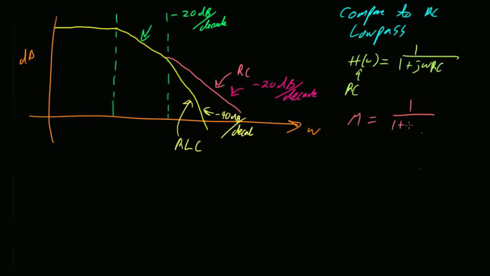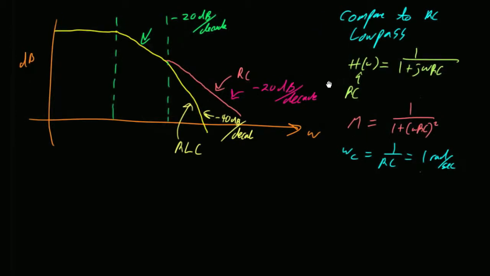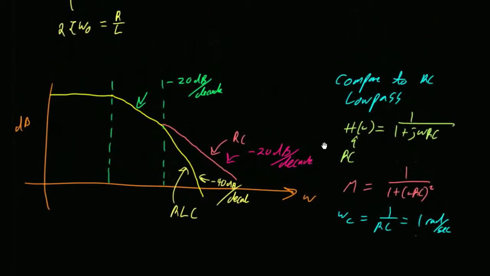Okay. So for this type of circuit, the cutoff frequency is 1 over RC, which is equal to 1 radians per second. And if you note, the cutoff frequency for this is actually the first solution, I erased it, but it was the first solution to the characteristic equation for the RLC, or rather the second. So S2 was equal to.